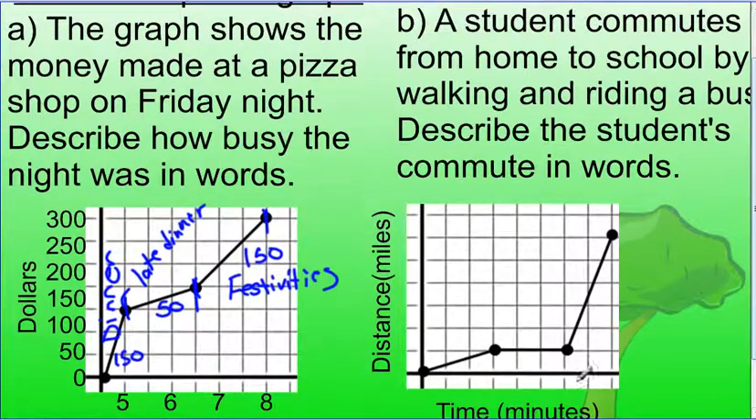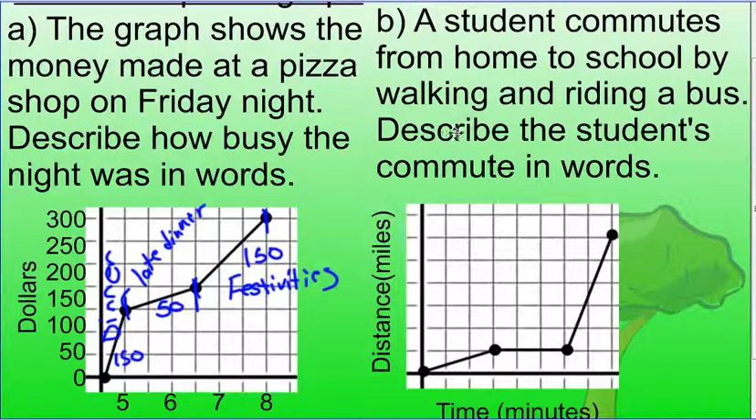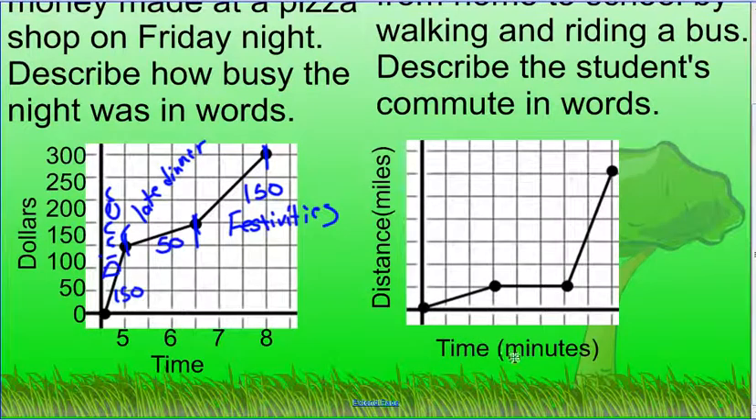Letter B. Letter B here says, a student commutes from home to school by walking and riding a bus. Describe the student's commute in words. Alright, so we've got minutes and miles. And if you don't understand what this is showing, it's his speed.